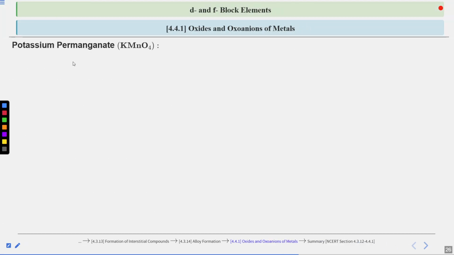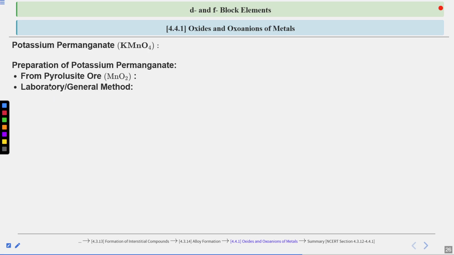Now let's talk about another compound of a transition element, manganese, that is potassium permanganate, KMnO4. Preparation of potassium permanganate. Let's first of all see the preparation. We can prepare potassium permanganate from pyrolusite ore, which is MnO2.